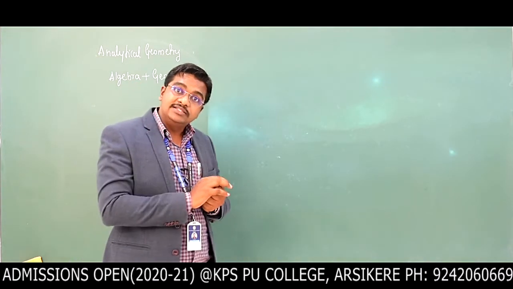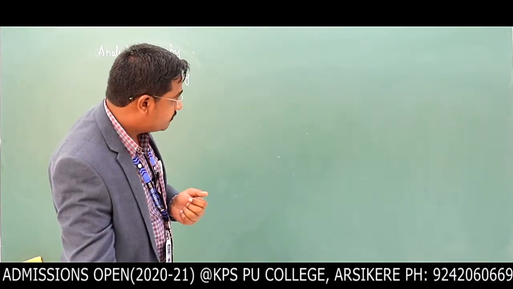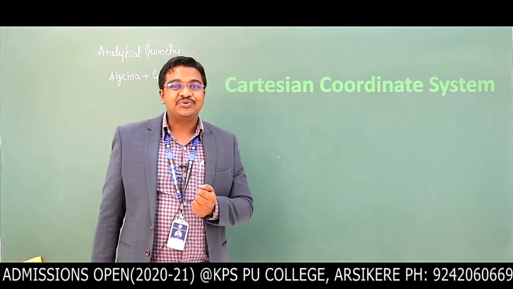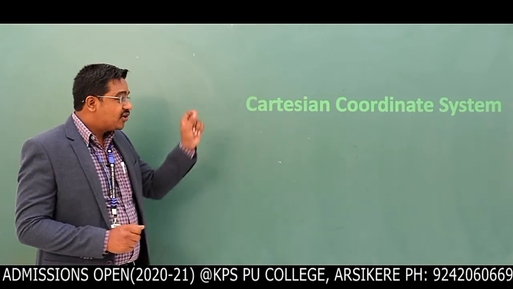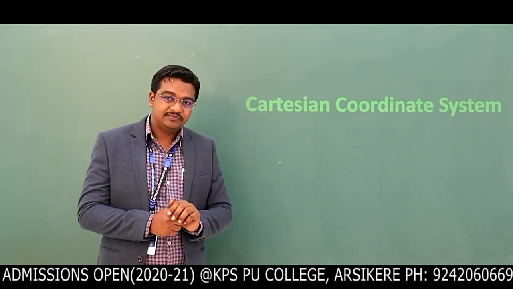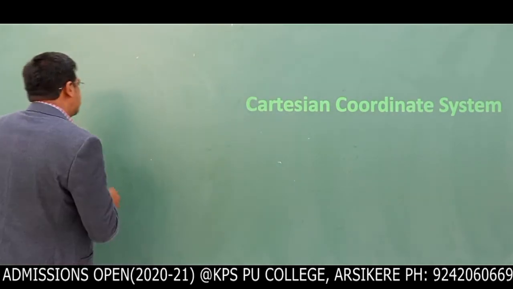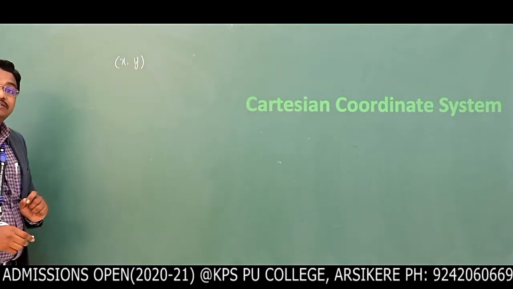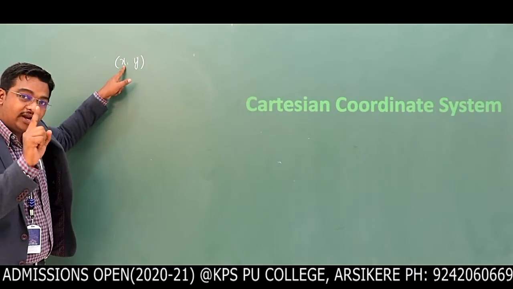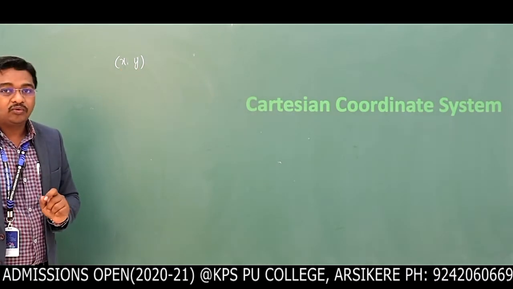That is x, y and z. Here, Cartesian coordinate system in plane. Now dear students, we are discussing the Cartesian coordinate system. In the Cartesian coordinate system, the points are represented by an ordered pair of x and y. X represents the x coordinate and y represents the y coordinate.